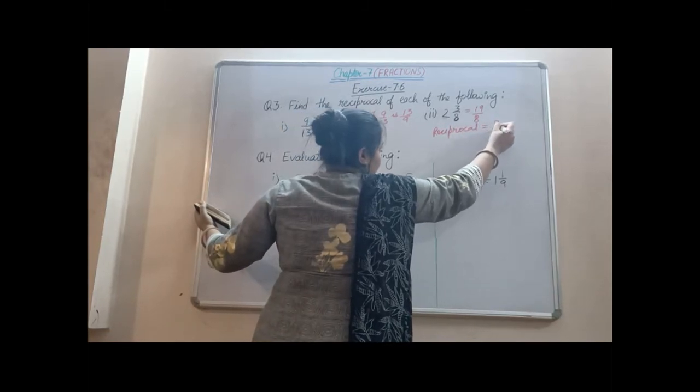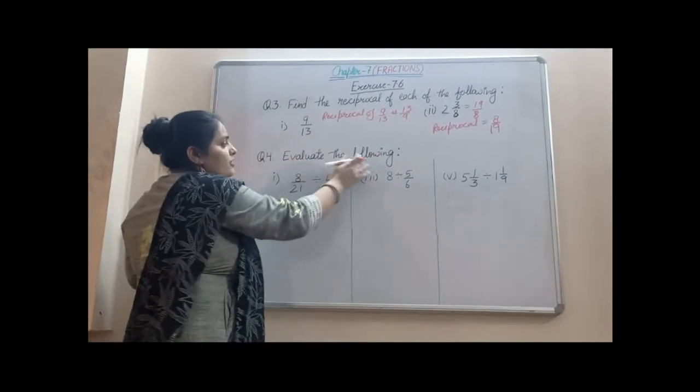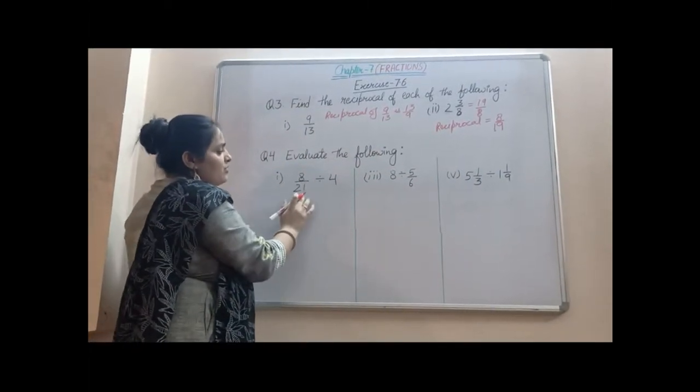8 by 9, 8 by 19. Now fourth, evaluate the following. So first is 8 by 21 divided by 4.